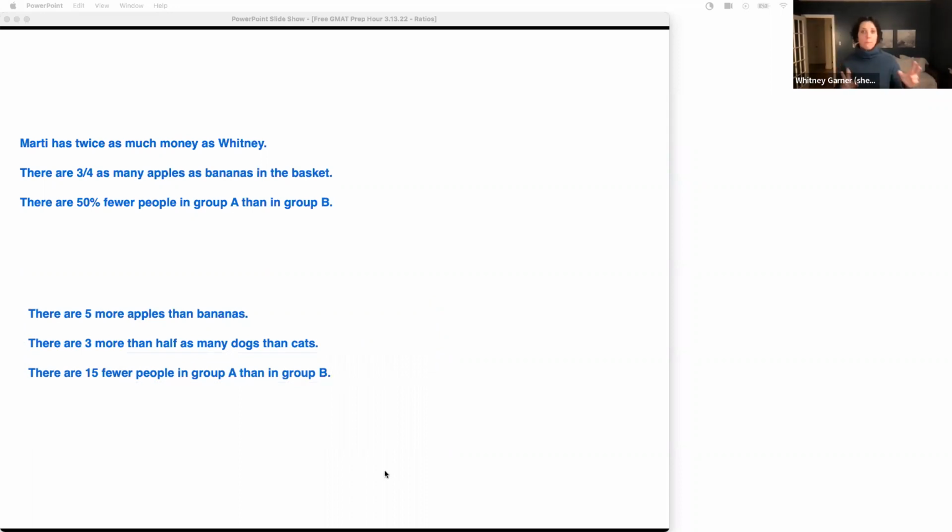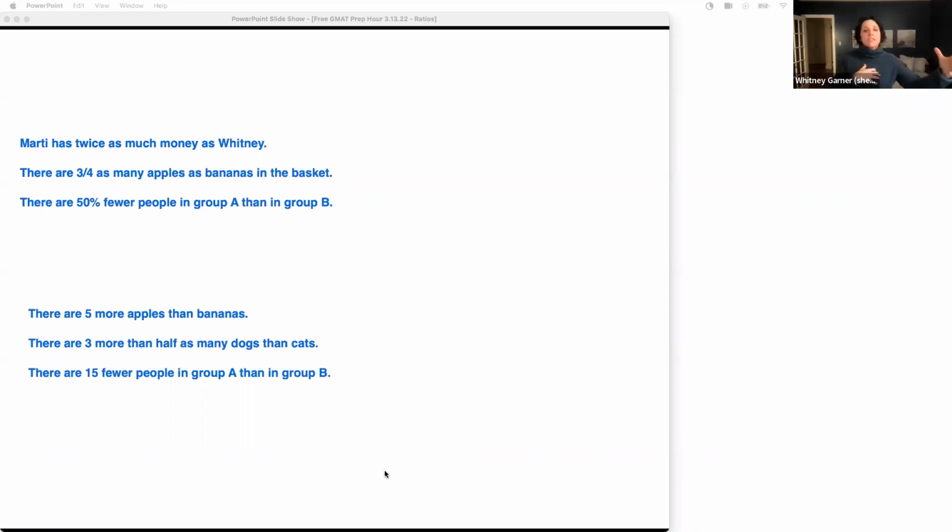So the first 3 are multiplicative in the sense that I'm giving a proportional relationship between 2 quantities. Whereas the second set of 3 would be more additive or hybrid, where I'm giving you more like an actual concrete numeric difference between items. So note that Marty having twice as much money as Whitney could mean that Marty has $2 and I have $1, or she has $2 million and I have $1 million, which would be cool, but I don't. Versus there are 5 more apples than bananas. The difference between apples and bananas, no matter how many we get, stays 5.